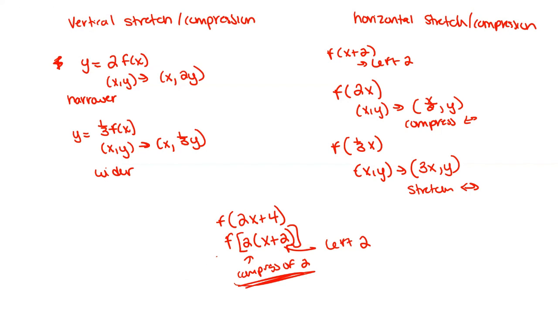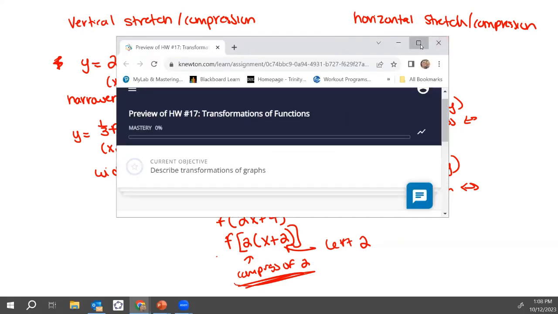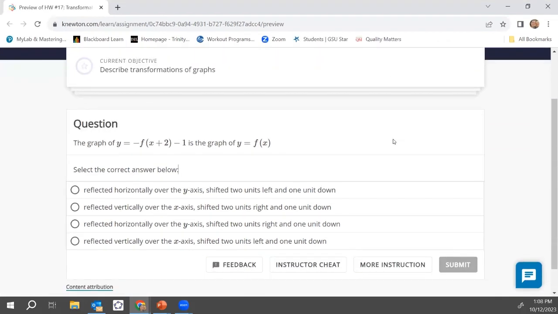All right, now that that is cleared up, I'm going to pull over some of the homework problems for us to take a look at. So here's one where we're describing a transformation. We have a negative outside, x plus 2, and then minus 1. So I know that's going to be left 2, and then down 1. And then that negative in front is going to reflect it over the x-axis.